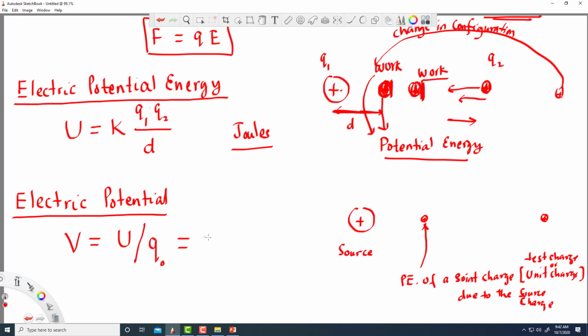So U, we know from this formula, is K times source charge, and the second charge. In this case, we are considering the test charge. Test charge is denoted by Q naught. Okay, Q naught, and then the distance between the two charges. That's on the top for U, and on the bottom we have this Q naught. This whole over Q naught, and the Q naught and Q naught cancel, so we would be left with K Q1 over D.